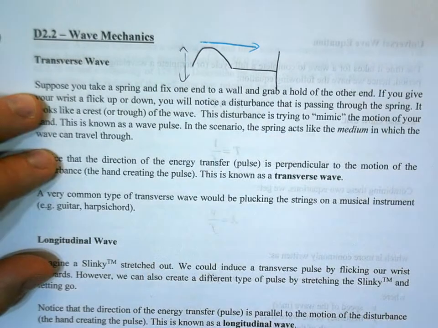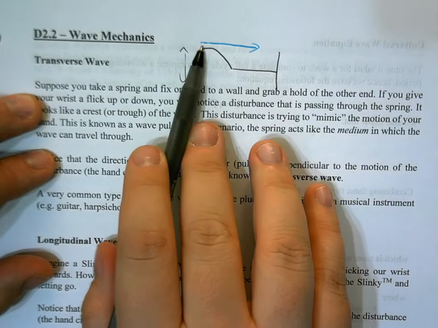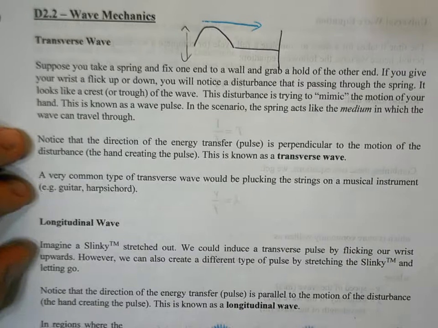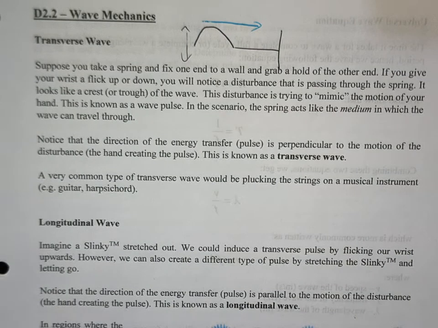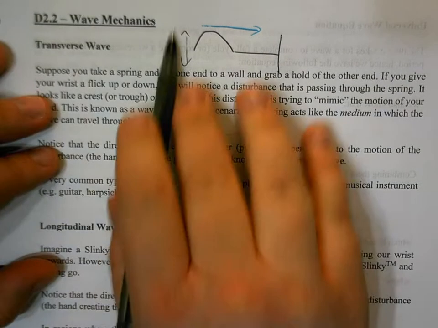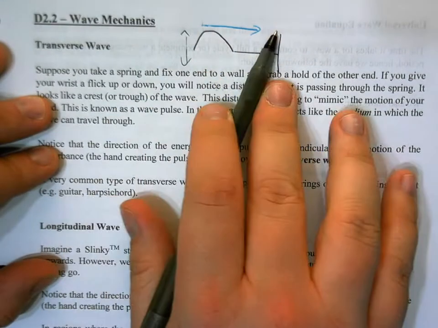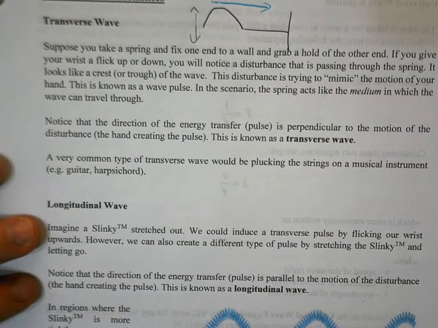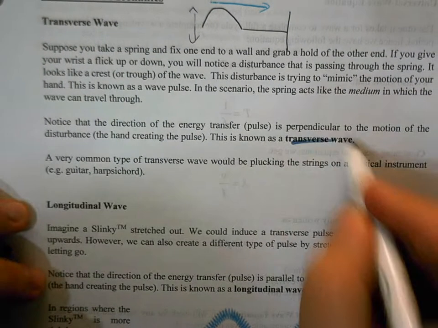So you're moving it up and down to create this thing called a wave pulse, and the energy disturbance is going to go this way. So this is a special scenario. If we find that the direction of the energy transfer, or the wave pulse, happens to be perpendicular to the disturbance, so my hand moving up and down is perpendicular to this direction of propagation, this is what we refer to as a transverse wave.